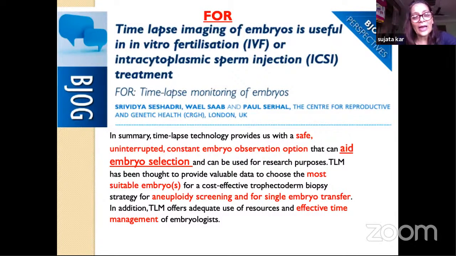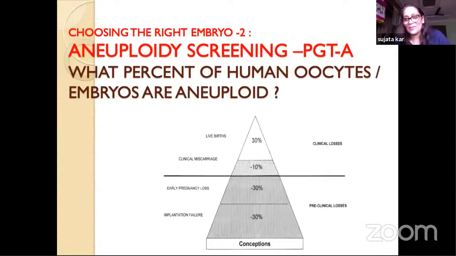The argument for time-lapse was that it is a safe, uninterrupted, constant embryo observation option that can aid in embryo selection and can be used for research purposes. Time-lapse has been thought to provide valuable data to choose the most suitable embryo for a cost-effective trophectoderm biopsy strategy for aneuploidy screening and for single embryo transfer. So this is a good technique, and if a good and potential technique is not adopted in clinical practice, then it can never prove itself. So that was the best argument for time-lapse.